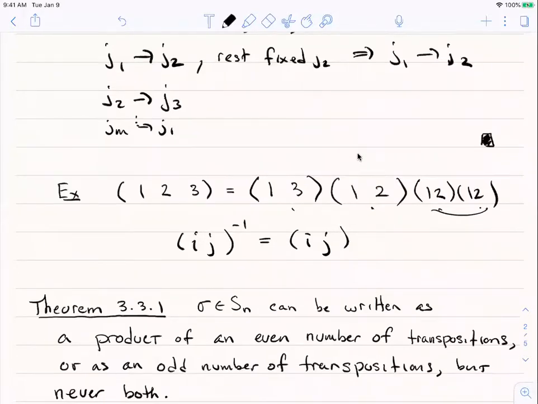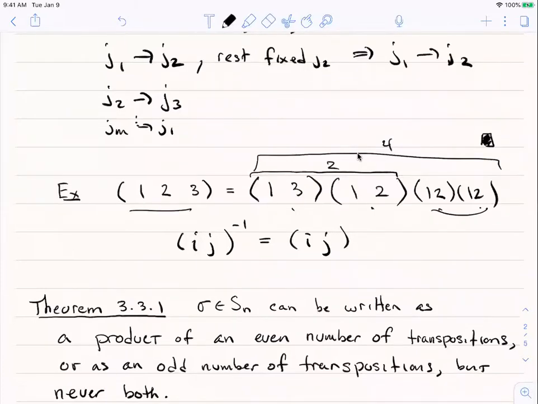Notice in both cases, the first time I did it, I used 2 transpositions. The next time I did it, I used 4. I could use 6, I could use 8, I could use 10, but I could never do it with an odd number. I could never write this 3-cycle as a product of an odd number of transpositions.